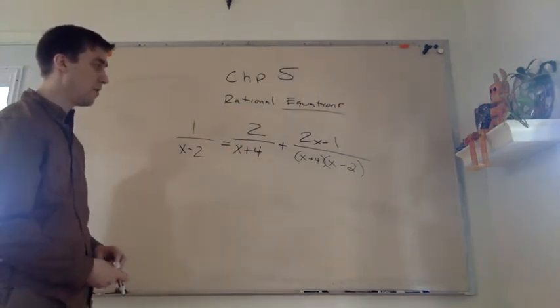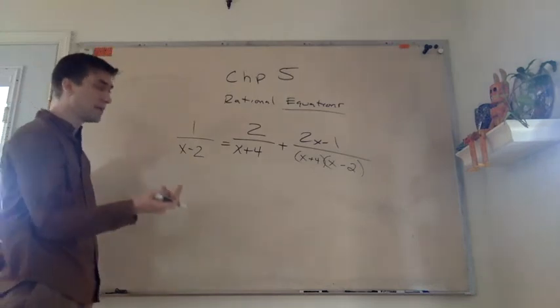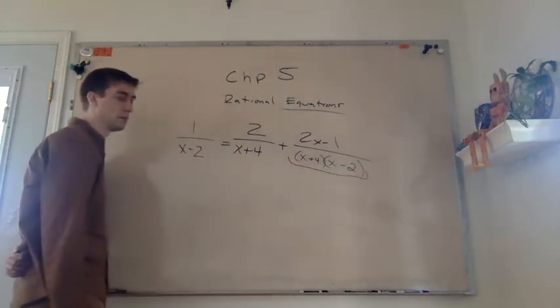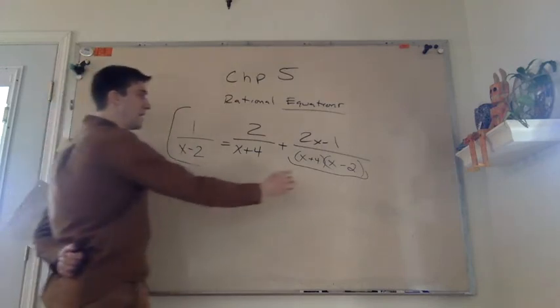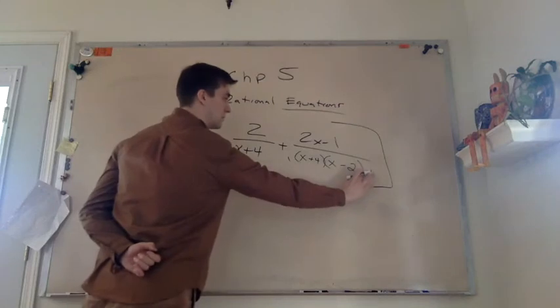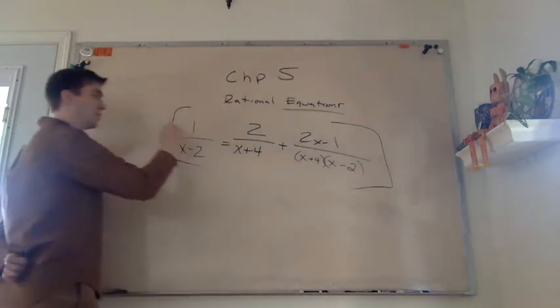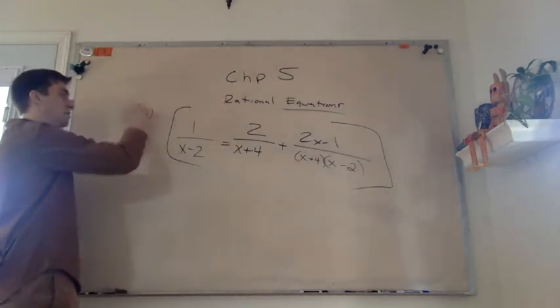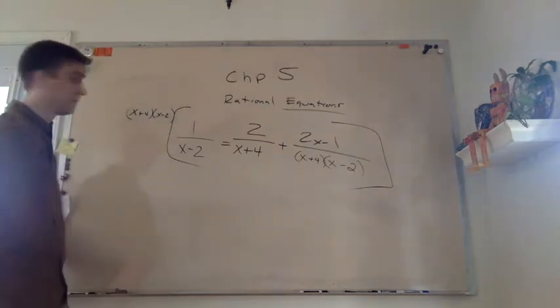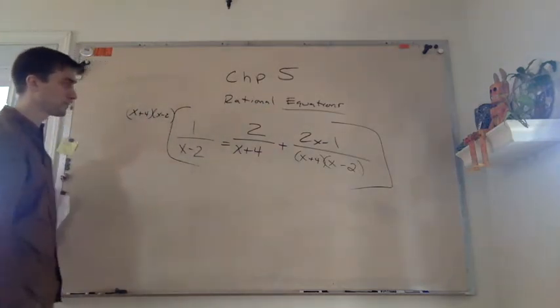So now hopefully you can see that the lowest common denominator is simply (x + 4)(x - 2). All you have to do is multiply everything through by just those two things. If you want to clear these fractions, multiply through by (x + 4) multiplied by (x - 2). That's the lowest common denominator for all three of these fractions.